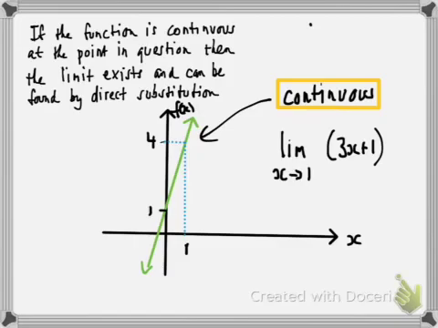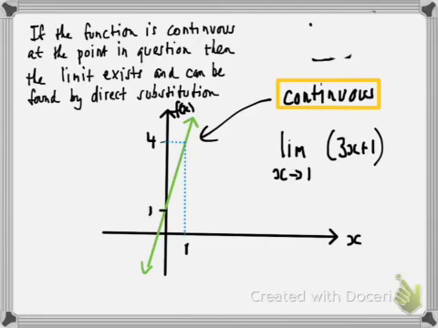If we have a discontinuous function, for example, if we had something that was like this, we couldn't find the limit at that point. Okay, so just bear that in mind. The function has to be continuous at the point in question. So, let's look at this question here.